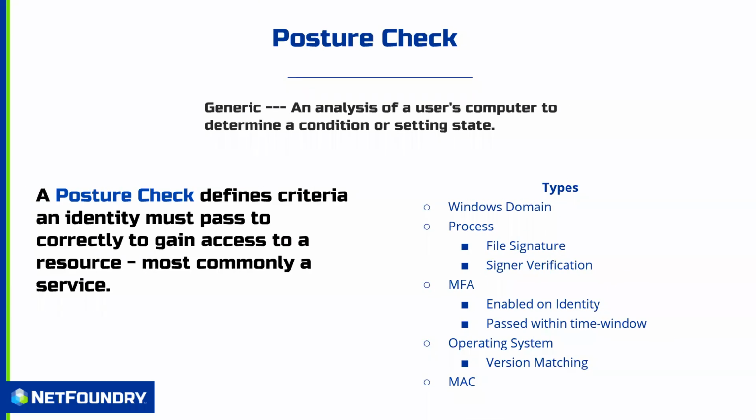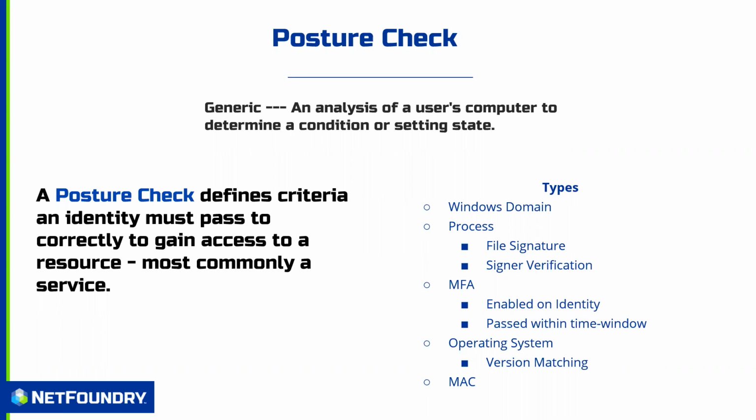From a generic point of view, it's basically an analysis of a user's computer to determine a condition or a setting or a state of a setting within a user's computer. The way NetFoundry interprets that is, a posture check defines criteria an identity must pass correctly to gain access to a resource, in this case, a service, what you want to consume on the network.